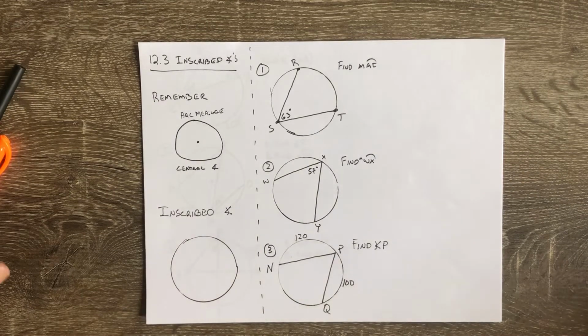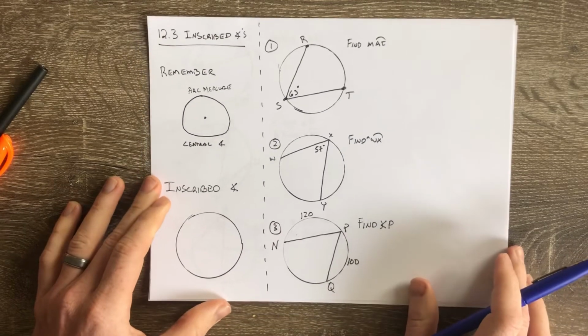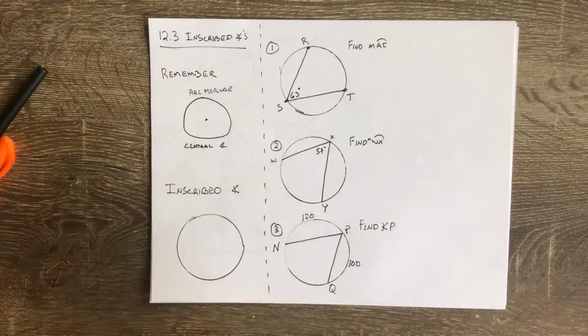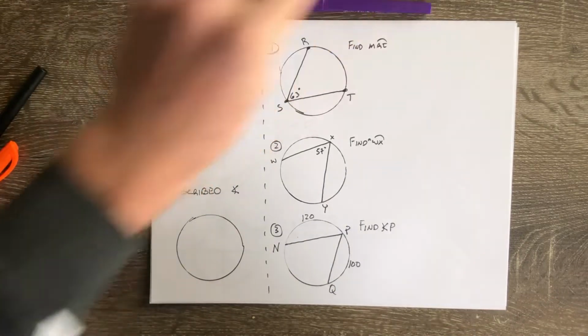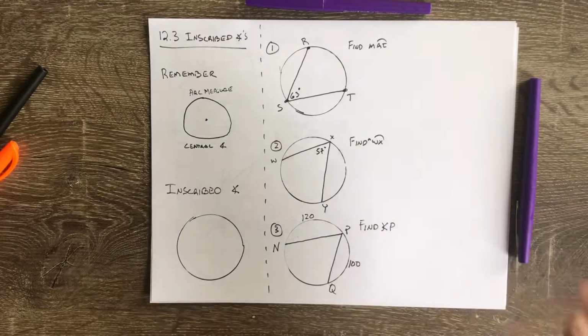All right, guys, here we go. 12.3 inscribed angles. So let's do a little reviewing before we get into the nuts and bolts of this stuff. Make sure that you can see here.